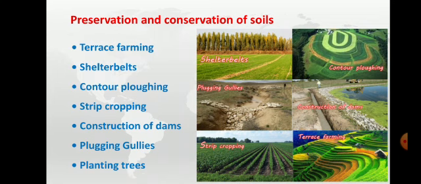Next is plugging gullies. The gullies made in the soil are plugged with deposition of silt due to heavy rain. Next is planting trees. Trees can be planted more on the edges of the fields, on wastelands or on steep slopes to prevent soil erosion. As we plant more trees, less soil is eroded.